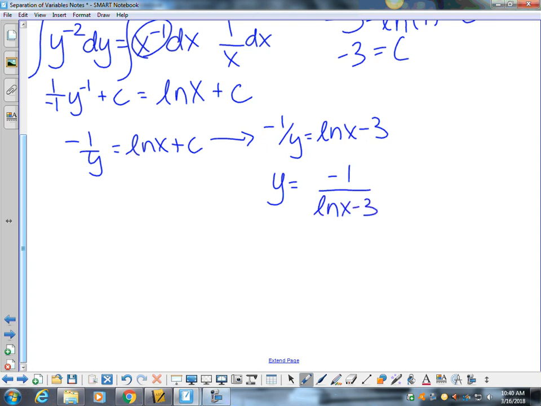Are y'all okay with that? Instead of making it -ln of x plus 3, which you could, that'd be fine. Okay, everybody all right? Okay, here we go. Here's the why we do these.